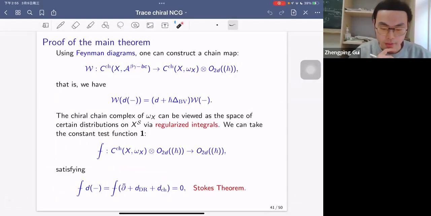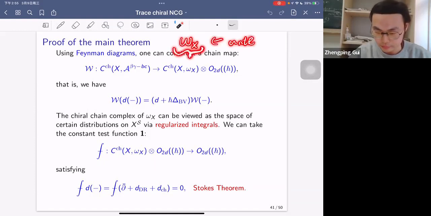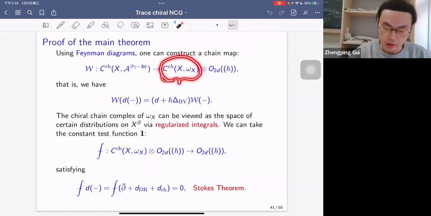So we can use Feynman diagrams to construct the chiral complex from the chiral chain complex of the beta gamma system to the chiral complex for a unit chiral algebra. I need to mention that omega_X itself is a chiral algebra, the so-called unit chiral algebra. The chiral complex of the unit chiral algebra is just differential forms on X^S, but with possible singularities along the diagonal. So using the regularized integral, we can integrate this part and get an element in the BV algebra.